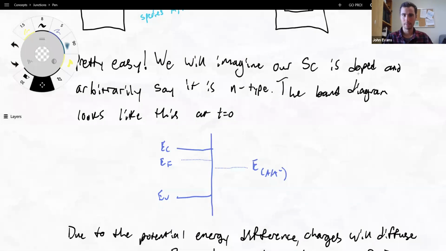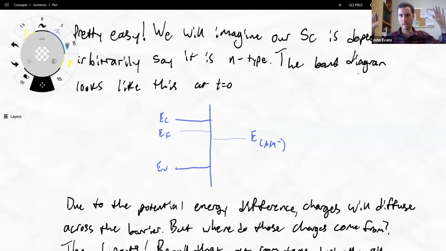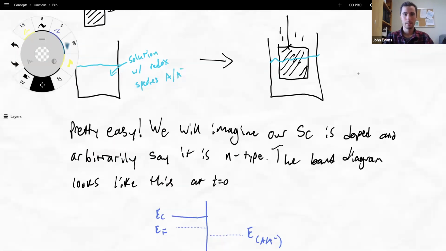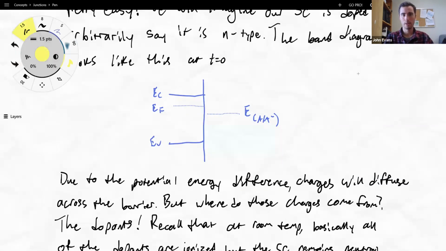Okay, so at t equals 0, nothing has equilibrated yet. I just dunked the semiconductor into our solution. Nothing has equilibrated. So our junction looks like this. We have the energy of our conduction band, Fermi level, valence band, and the energy of our redox species. Now note the energy of our redox species is below that of our Fermi level, which means that it has a lower chemical potential, which means that we are going to cause electrons to flow from here to here, right?